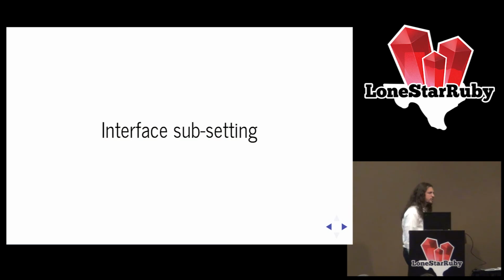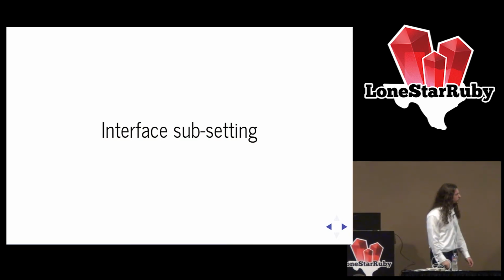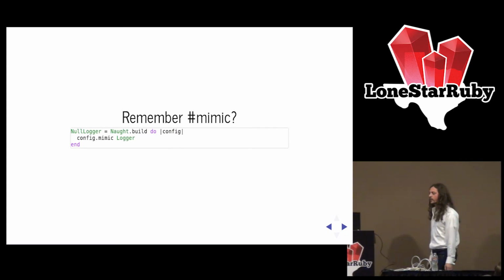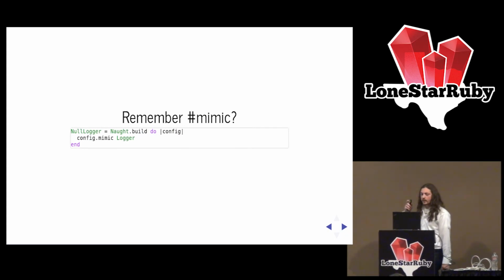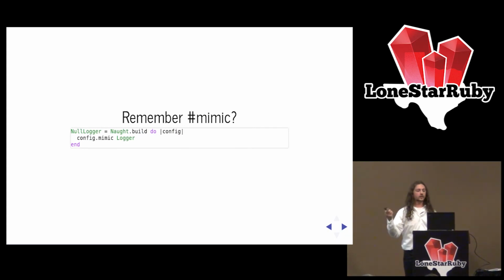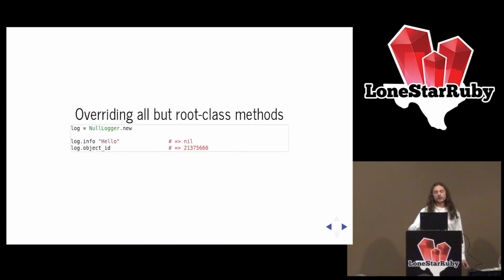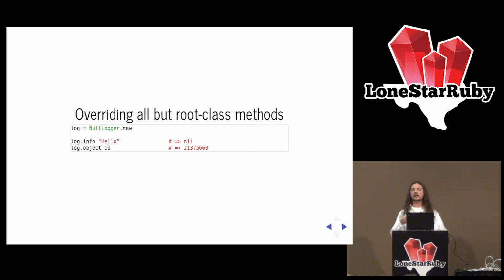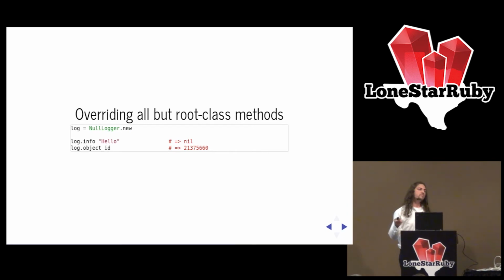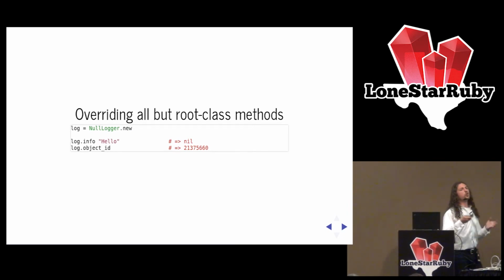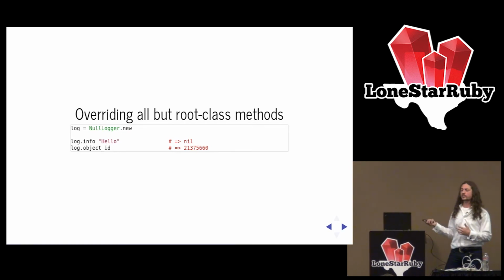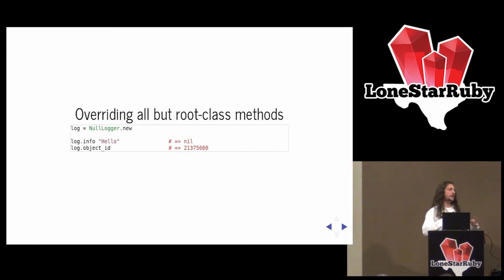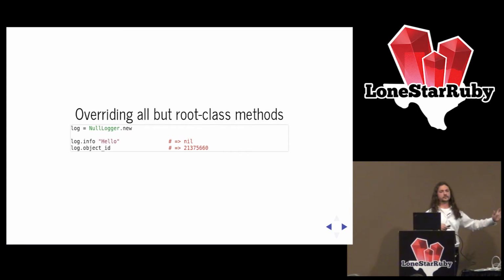So, interface subsetting, there's a fancy term for you. What is interface subsetting? Well, back to Mimic, which we've been talking about a lot. Let's say we want to mimic a logger. That means we want to stub out methods like .info, but we don't necessarily want to stub out core methods that are on every object, like .object_id. So we really want to stub out an interface subset.